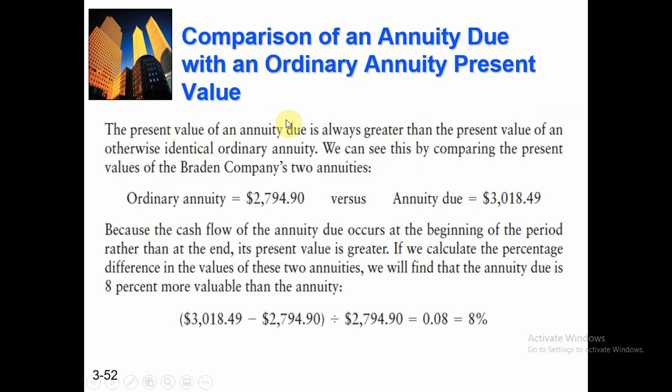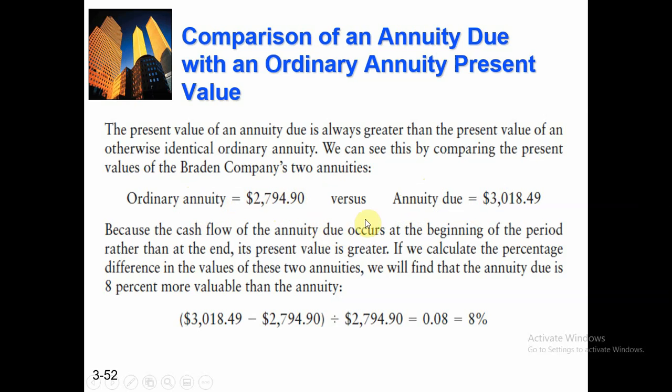So after calculation, the present value under the ordinary annuity is 2794, and the present value under the annuity due is 3018. One thing you need to remember and be clear about here is that the present value of annuity due is always greater than the ordinary annuity, same as the future value. So I am repeating again, the present value of annuity due is always greater than the present value of ordinary annuity. What is the reason behind this?